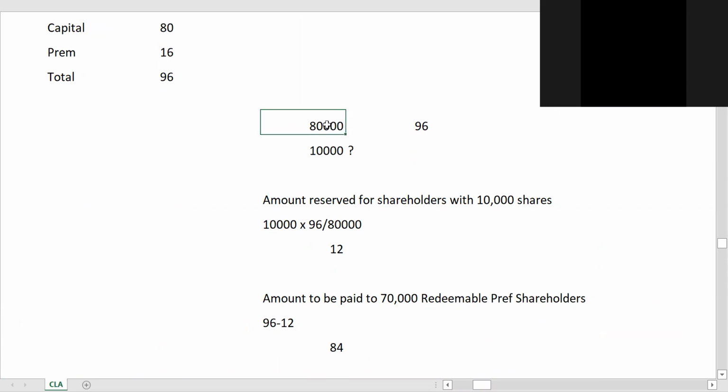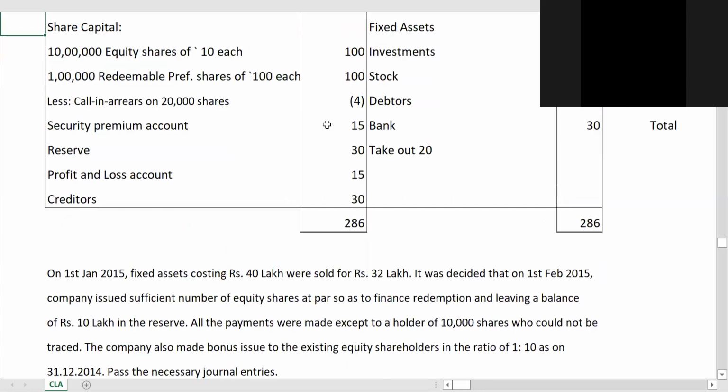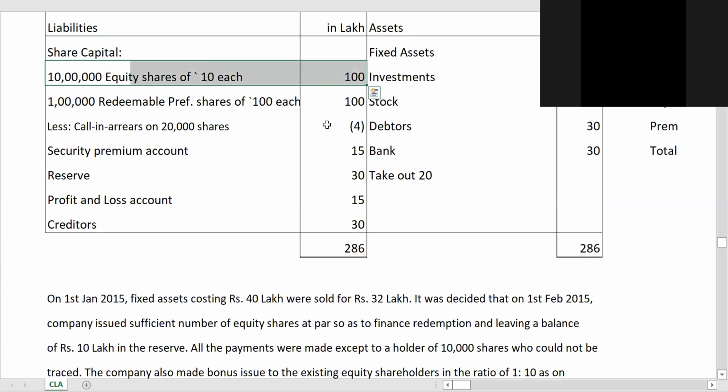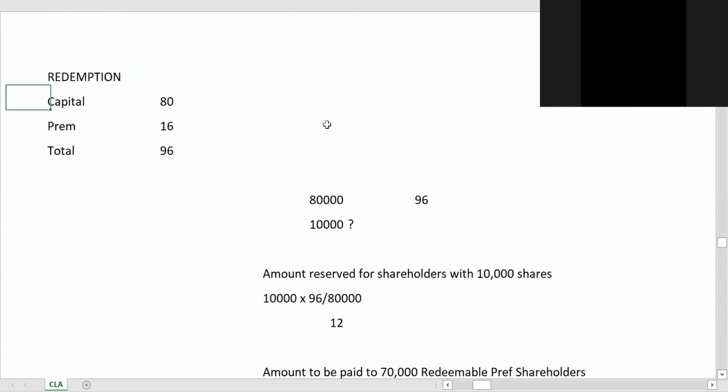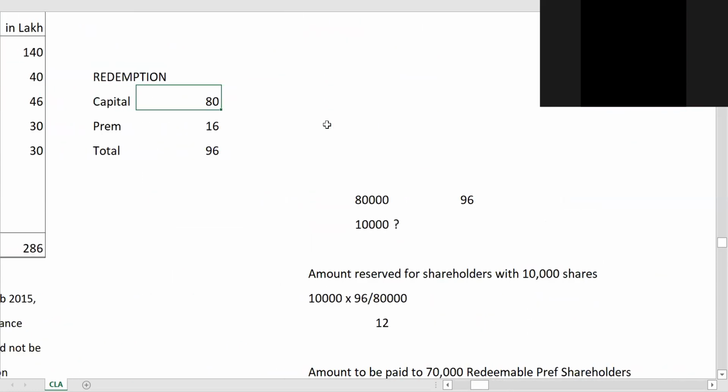Here, sir, 80,000 is redeemable. 80,000 is this one, this minus 20,000. So 80,000 is the total shares which we have to redeem. For the entire redemption, we need 80 lakhs for capital and 16 for premium. So in all, we need 96. That is the money we need to redeem because we have to give both, right?